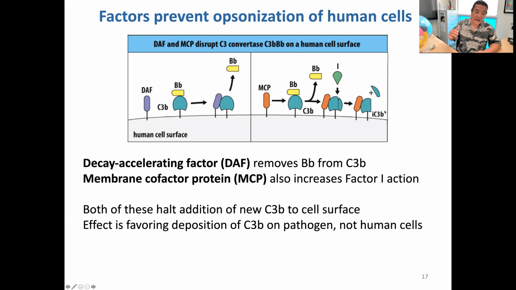Okay, so that's why this is a wonderful system. These proteins are on the surfaces of your cells, but bacteria and other pathogens don't have them. So that's why when they start getting coated with C3, they don't have these mechanisms to prevent it. That's not to say that bacteria don't have other very clever ways of also interfering with opsonization. It's just they don't have these two particular examples of proteins that our bodies have.